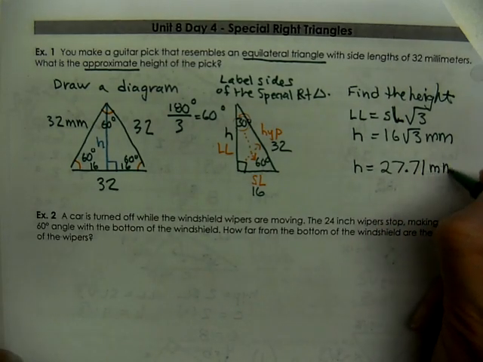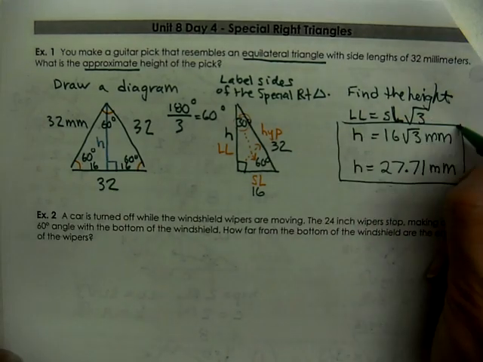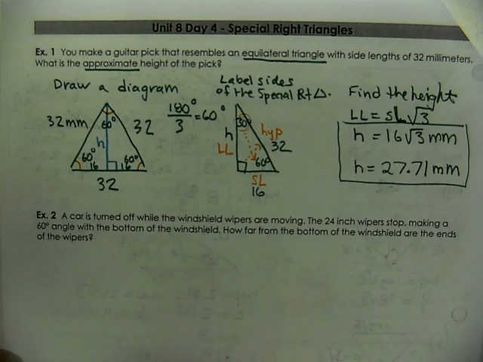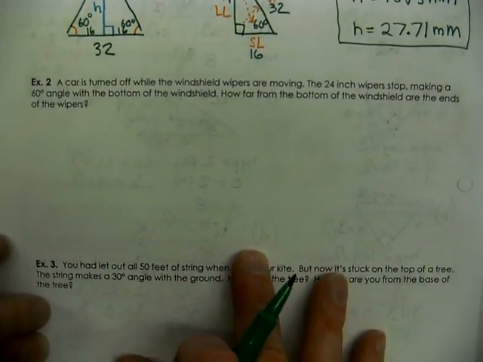And again, we're going to 2 decimal places. So those are the answers, exact and approximate, both. Here's another situation.